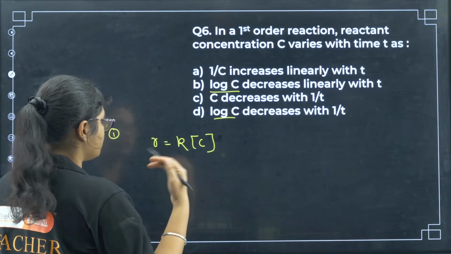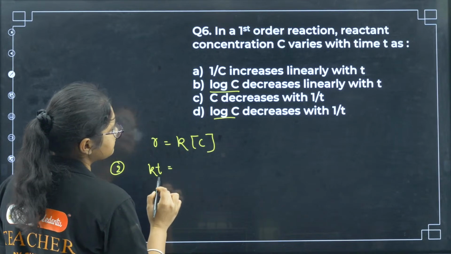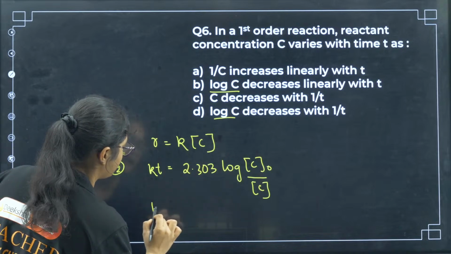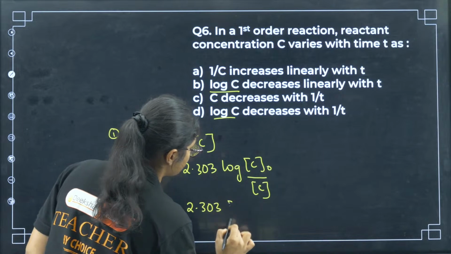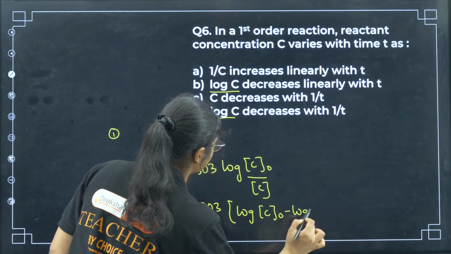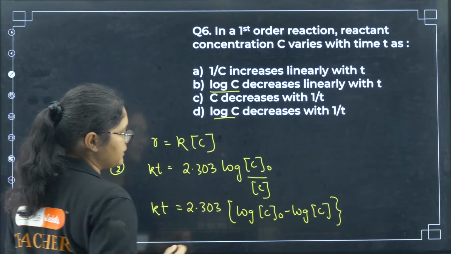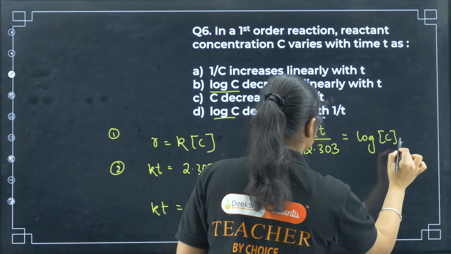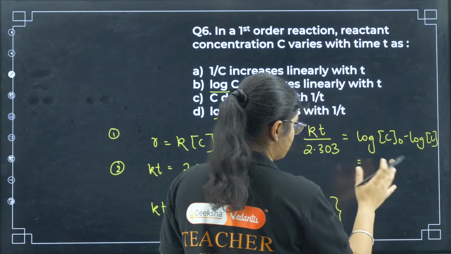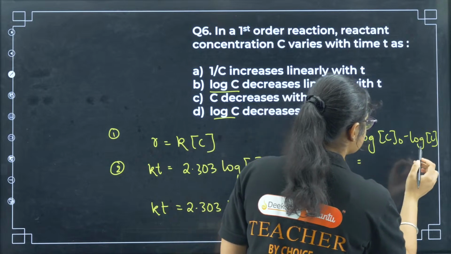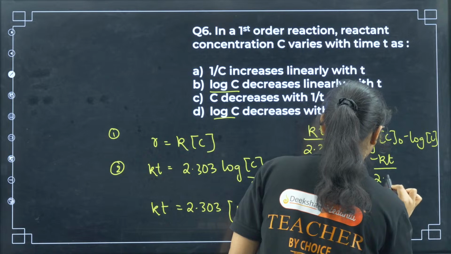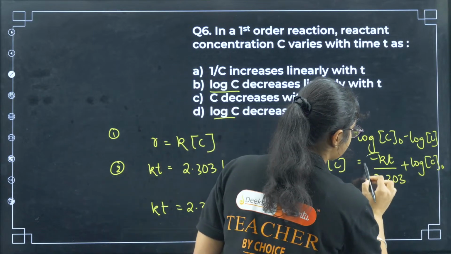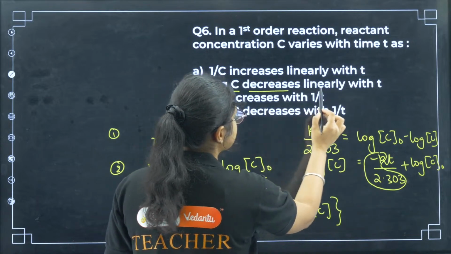If I want to write the integrated rate law, then it is KT is equal to 2.303 into log of C0 by C. If I expand this, KT equals 2.303 times log C0 minus log C. Then dividing, KT by 2.303 is equal to log C0 minus log C. Modifying further, log C is equal to minus KT by 2.303 plus log C0. So if I plot log C, the slope will be minus K by 2.303. So it decreases linearly with T.